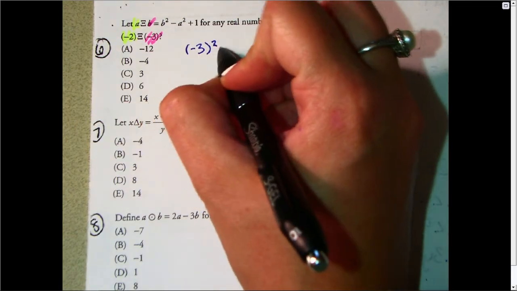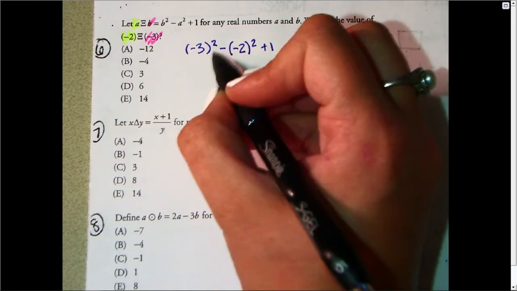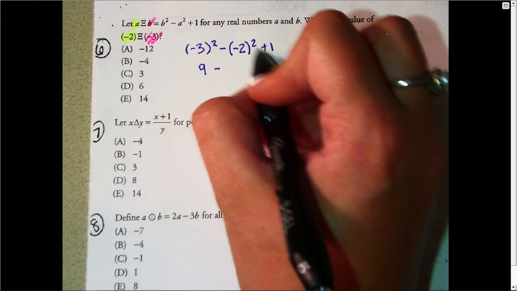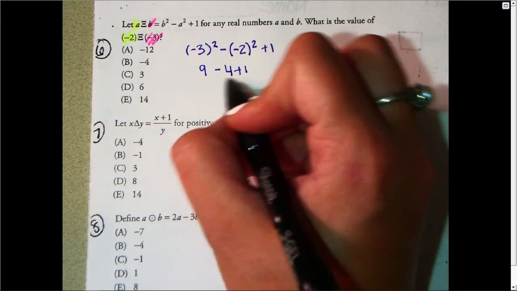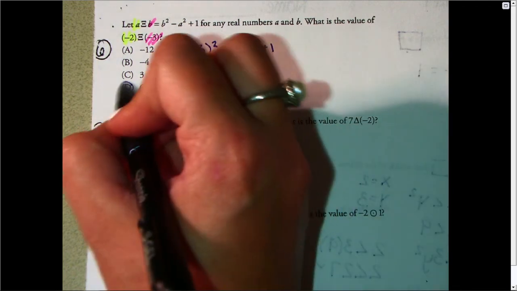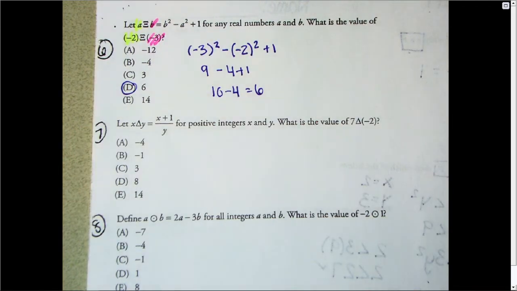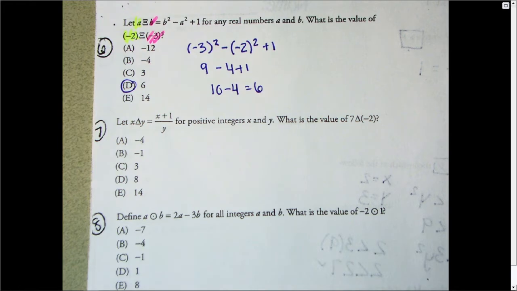So all I'm going to do is substitute. -3 squared minus, parenthesis, -2 squared plus 1. -3 squared is 9 minus, -2 squared is 4 plus 1. 9 plus 1 is 10, minus 4 is 6. Option D. Be very careful when you're substituting. You want to make sure that you're putting parentheses when you're squaring. That's why they're giving you negatives. But again, this symbol means nothing.